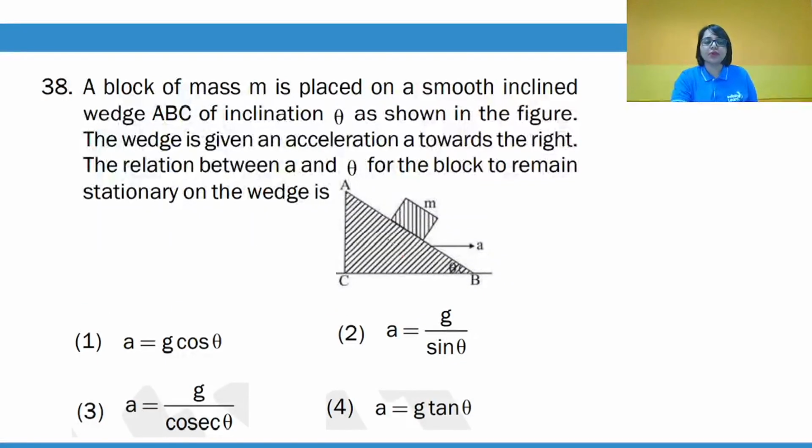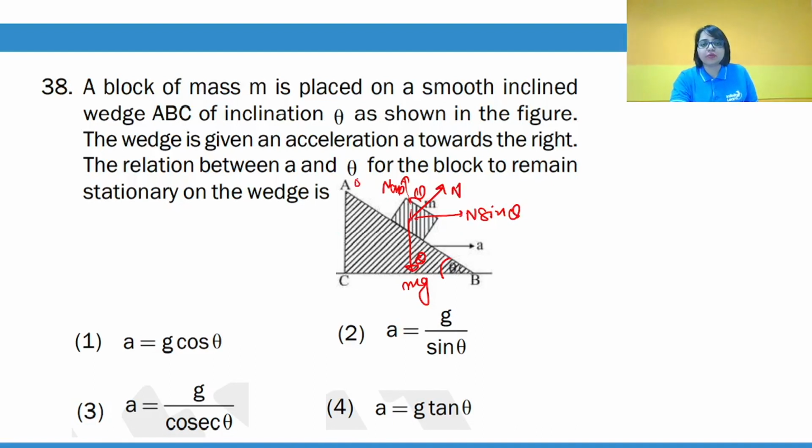Next, we have a block of mass small m and it is placed on a smooth inclined plane of inclination angle theta. The wedge is given an acceleration a towards the right. We need to find the relation between a and theta so that the block remains stationary on the wedge. So this will be mg. This is normal N. This component will be N cos theta and this component is N sin theta.